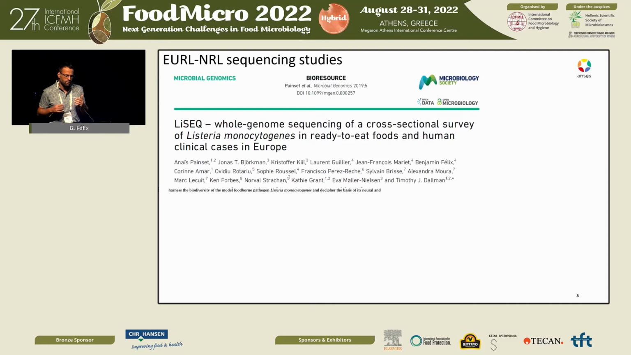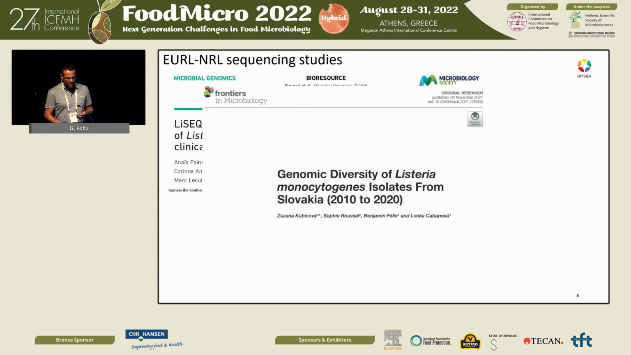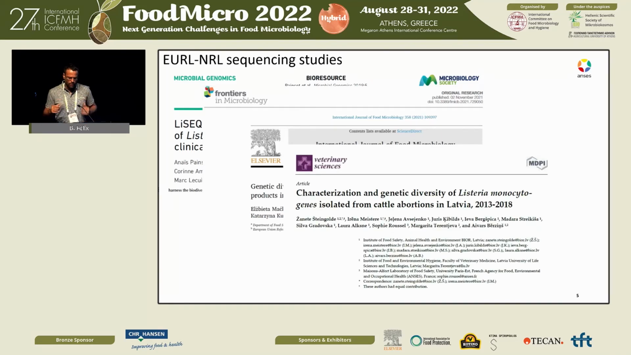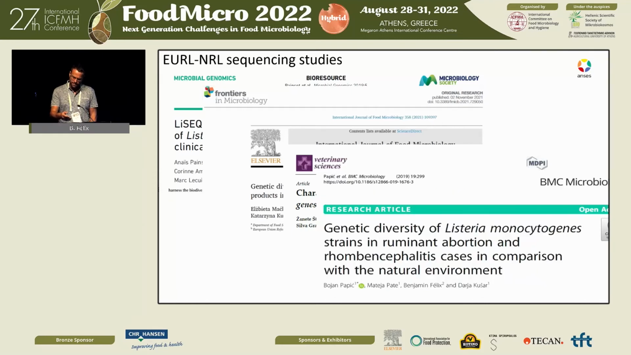It's a project that provided thousands of genomes on the strain circulating in all European countries. We also work with some of the laboratories of our network. For example, the Slovakian laboratory would describe the diversity based on MLST of their strains during 10 years. We work also with the same kind of study with Poland, with the maximum of laboratories of our network. We also work on the diversity of Listeria at the farm. For example, cattle abortion diversity of Listeria in Latvia, in Slovenia.